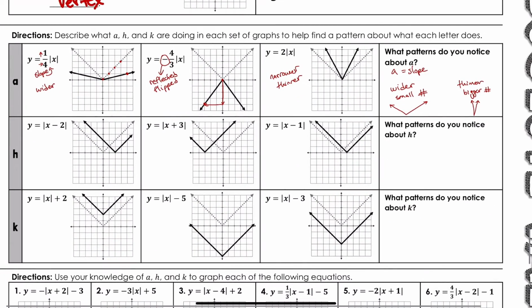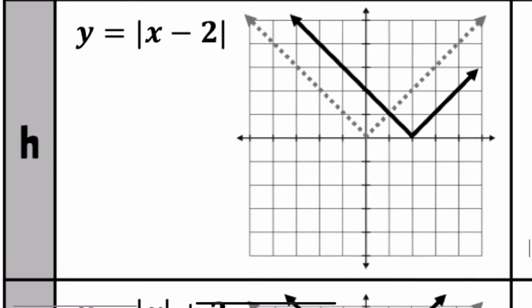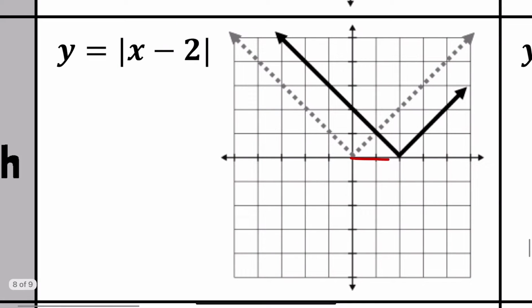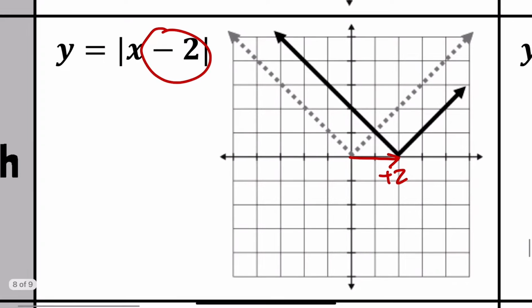Let's take a look at H. All right, so H is the number that is going to be inside of our absolute value bars along with our X. It is either being added or subtracted to X. So let's take a look at this and see what happened. Let's see, so this is our original, that's our parent function. And what happened? It looks like we moved over here. It just kind of slid. It did a slide over to positive 2, it looks like. But that's interesting, though, because we already have a negative 2 here. But we moved right 2 units.